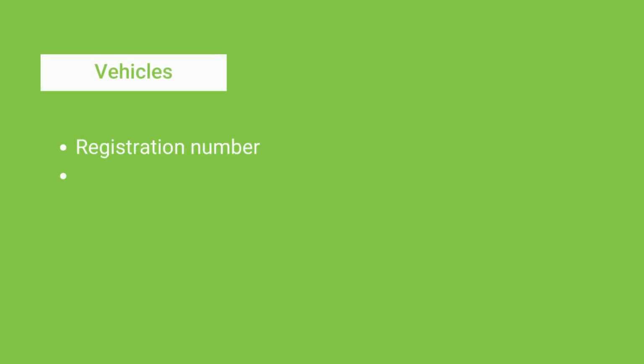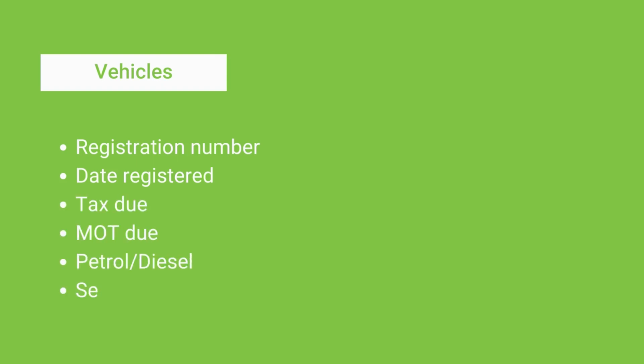Elements could also be used for vehicles. For example, logistics companies may want to hold registration number, the date the vehicle was registered, when the tax and MOT is due, what type of vehicle it is, petrol, diesel, and in a table, they could hold the service record.